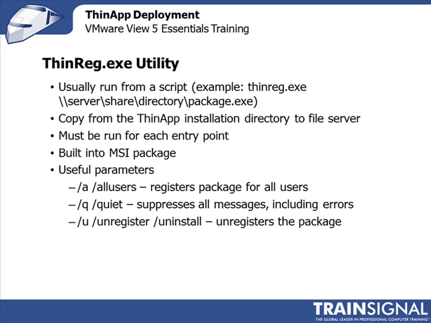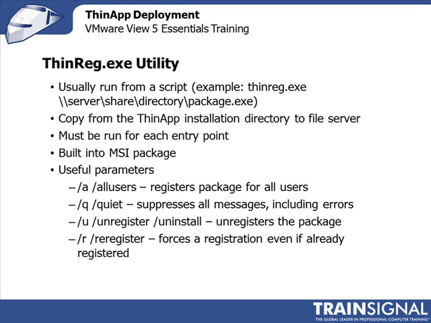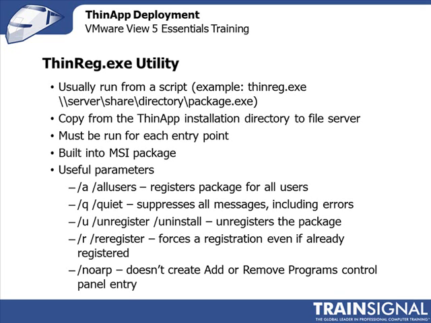The /U or /unregister or /uninstall will deregister the package from the Windows machine, removing all shortcuts, file and protocol associations, and the entry within the add remove programs. The /R or /reregister parameters will force a registration even if it's already registered. This can sometimes be necessary when using roaming profiles because pieces of the registration may already exist and can mess with the registration process on future logins. The /noARP will prevent the creation of an entry within the add remove program's control panel.